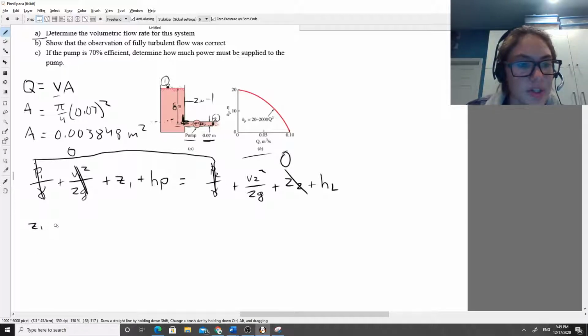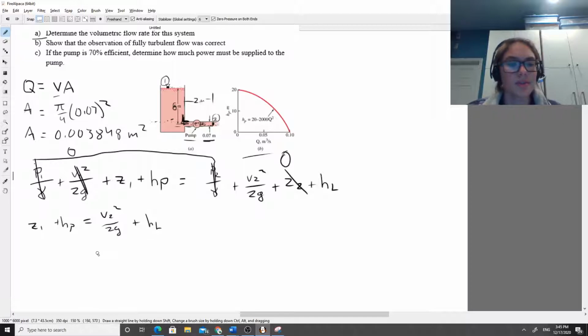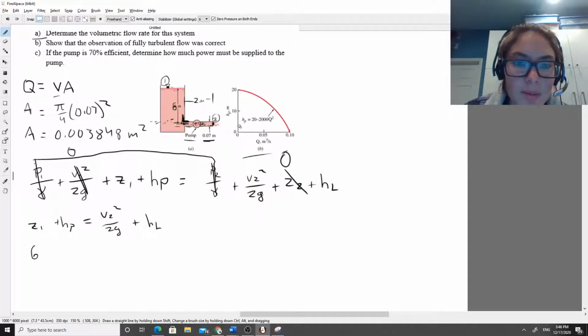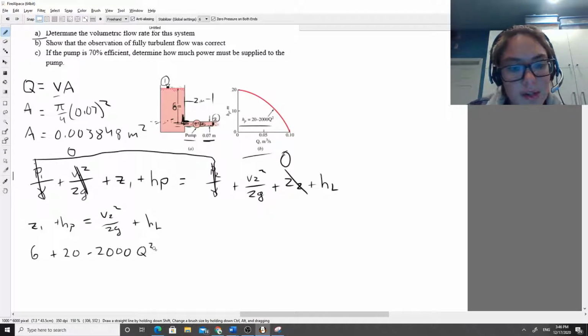We have z1 plus the head of the pump is equal to v2 squared divided by 2g plus head loss. So let's go ahead and put some more terms into this equation. We know what z1 is, right? It's 6 meters off of our zero axis, so that's just going to be 6. The head of the pump is actually given to us in an equation, so we'll just substitute that in. So the head of the pump is equal to plus 20 minus 2,000 q squared.